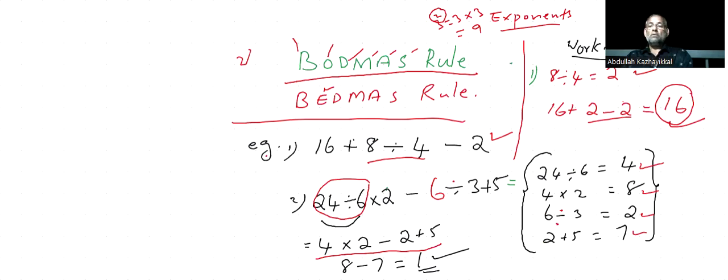Now, BEDMAS rule. So we applied it here: division first, then multiplication, addition, subtraction. Addition and subtraction you can do together, it doesn't matter. But be careful, division first, and after division only multiplication. You can think, many things you have to think here. You can try another way and send the answer you are getting. Today only one girl got the answer. All others made mistakes. Okay?